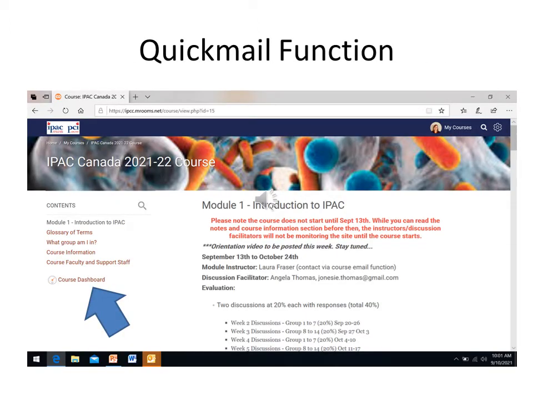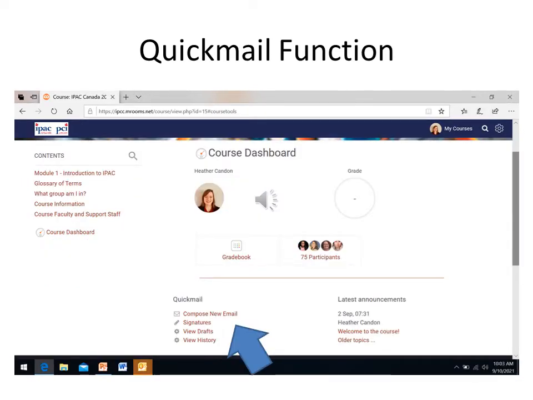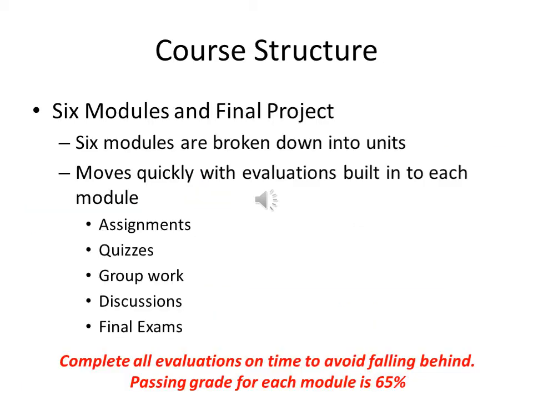When you land on the course landing page, depending on what module you are in, you will always see on the left-hand side in the navigation pane something called Course Dashboard. This is where you access quick mail. Once you've clicked on Course Dashboard, scroll down the screen a little bit and you will see Compose New Email. Click that link and that will take you to all the email addresses of all the students, instructors, and facilitators within the course. You can select who you want to receive the email and pull their name over into the email, and if you scroll down a bit within that frame, you'll be able to type out your email and hit send. And that's how you send an email using quick mail within the course.